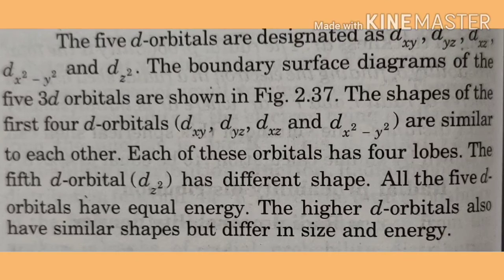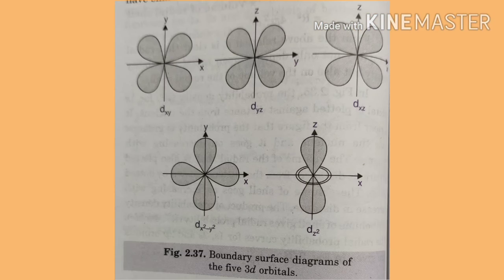In any orbital, the total number of nodes is equal to n minus 1. Angular nodes or nodal planes is equal to the angular momentum quantum number l, and the radial node is equal to n minus l minus 1. This is the extra for the d orbital. So this is about the d orbital. Then you can see the diagram for it.